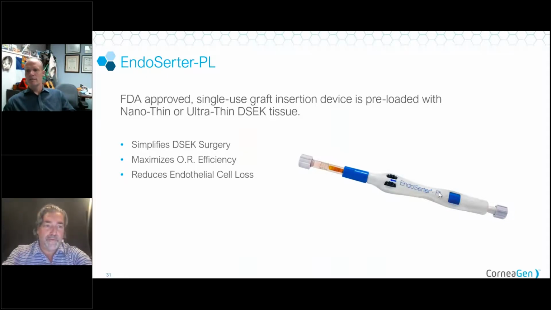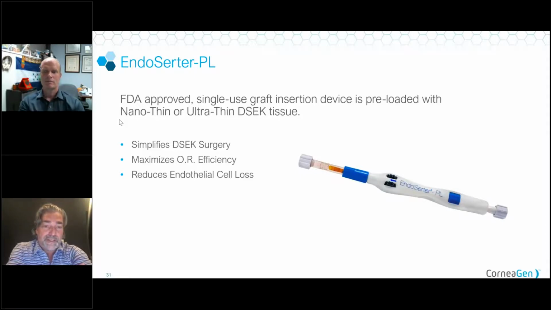Yep. Cool. Thanks, Matt. That was great. Awesome. And we can talk about the endoserter preloaded, which is coming to an OR near you soon, hopefully. They're just ramping up production. Matt and I have had some early user experience with it, but I'm very excited about it because it definitely is a new and improved endoserter, but it's also a new and improved container for your cornea.